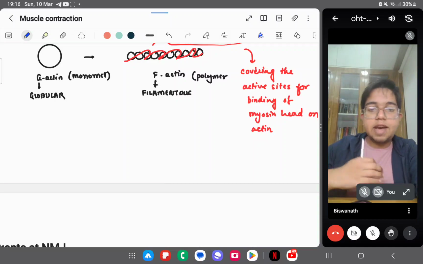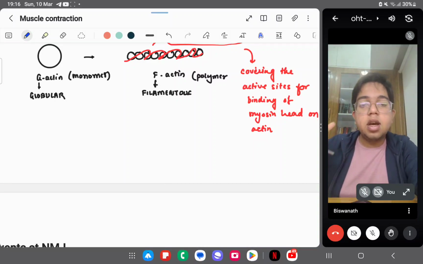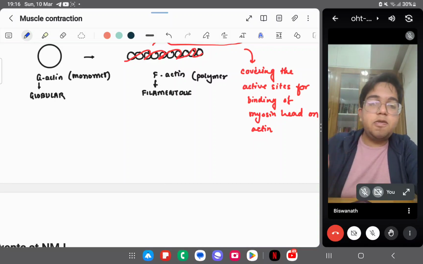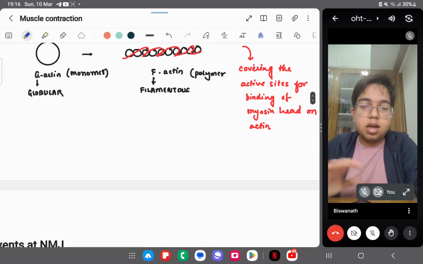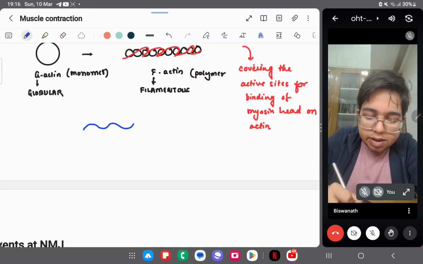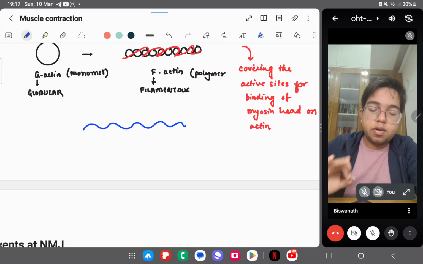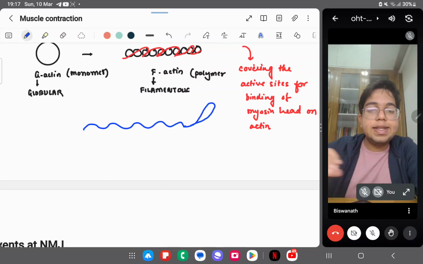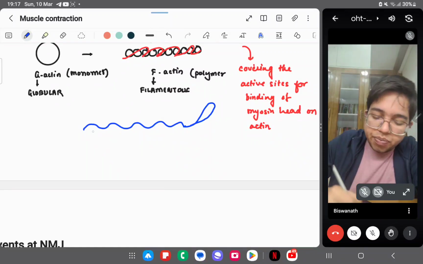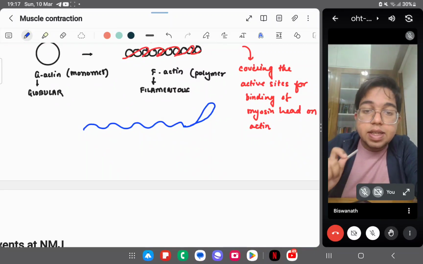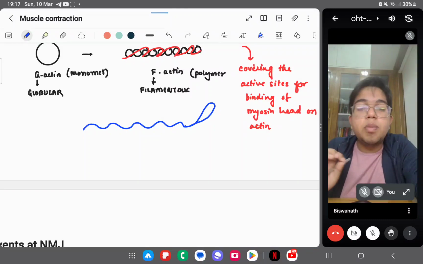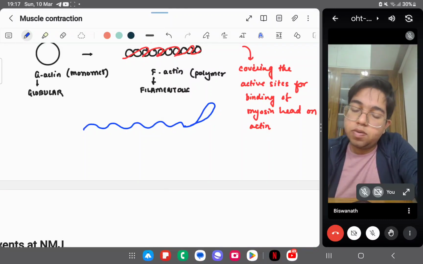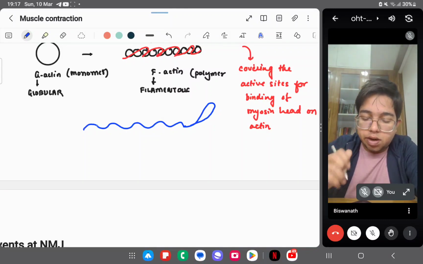And if you want to look at the structure of a myosin head, there are two parts, like heavy meromyosin and light meromyosin. Not much of clinical significance, just the molecular weight difference is there. Just assume this is one, and this is its head. This is a snake-like structure. This is not myosin. This is a meromyosin, the monomer of myosin, and this many monomers will continue to form the myosin.